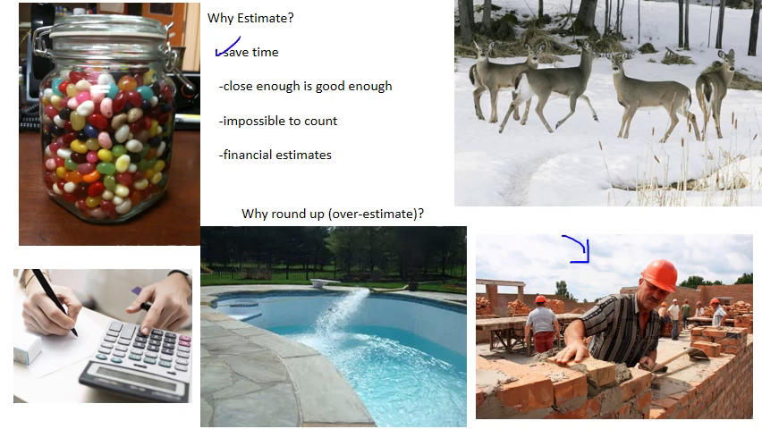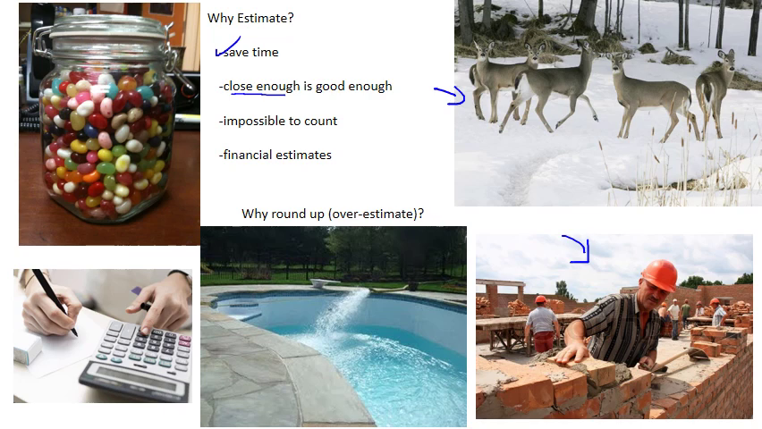Sometimes close enough is good enough. So if you're going to count these dudes over here, well, they're on the move. You're not going to catch everyone. Some of them might be sleeping in the bushes, even if you're driving around in your helicopter or use a drone to see what the deer population is one winter. You are probably not going to catch every single one of them. You might estimate high, you might estimate low, but close enough is good enough.